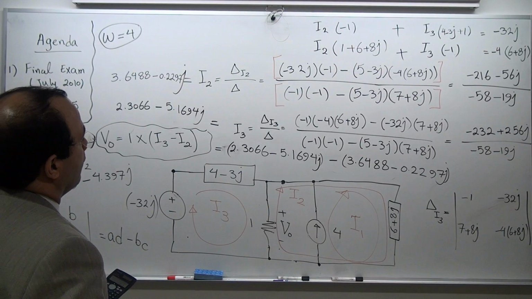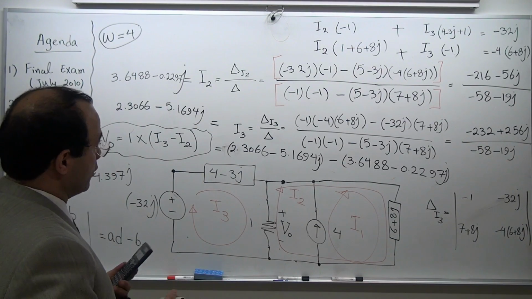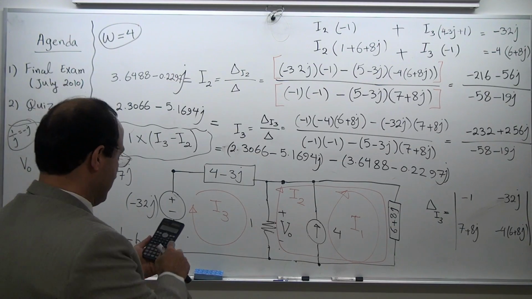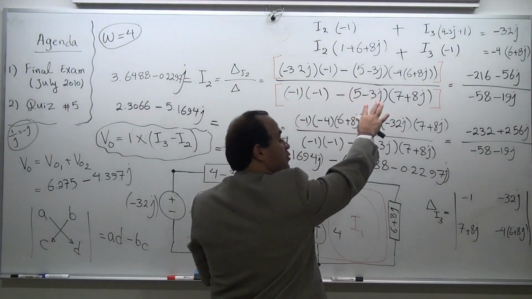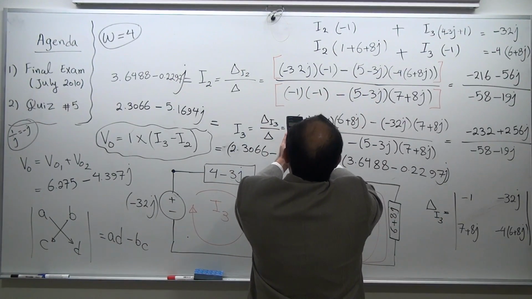Delta I2 is wrong. The answer is wrong? Delta I2 is wrong? Yeah. Okay. Let me go back and check. The matrix is correct though, right? Yeah. Okay. Well, it's easy to check now.